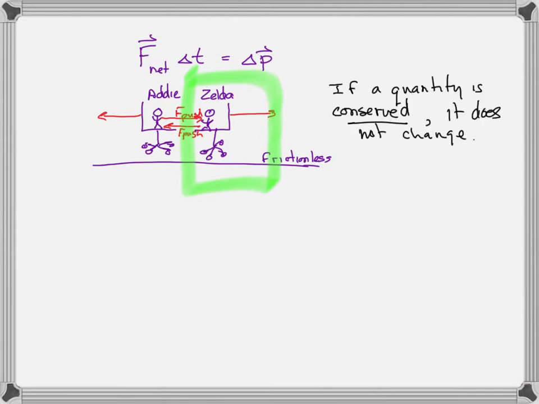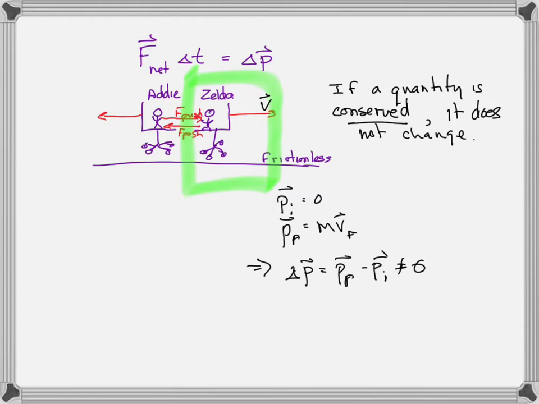Is Zelda's momentum conserved? What does it mean for momentum to be conserved? During this little push fight, is Zelda's momentum conserved? And the answer is no, because Zelda goes from rest to some velocity v, and so Zelda's initial momentum is 0, and Zelda's final momentum is m times v final, and so Zelda's change in momentum, delta p, p f minus p initial, is not equal to 0. So the fact that the momentum changes means that it is not conserved. So Zelda's momentum is not conserved during this process.